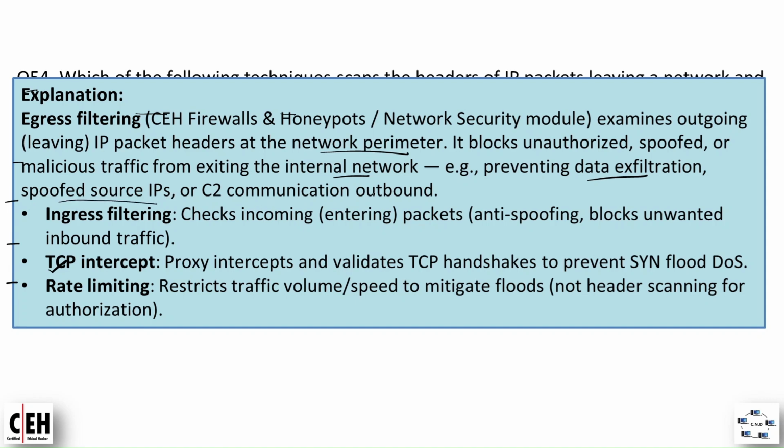or C2 communication outbound. Ingress filtering checks incoming or entering packets, anti-spoofing, and blocks unwanted inbound traffic. TCP intercept is a proxy that intercepts and validates TCP handshakes to prevent SYN flood denial of service attacks. And rate limiting restricts traffic volume and speed to mitigate floods, not header scanning for authorization.